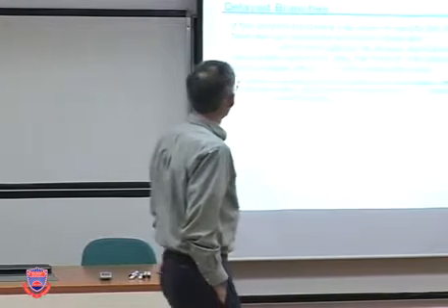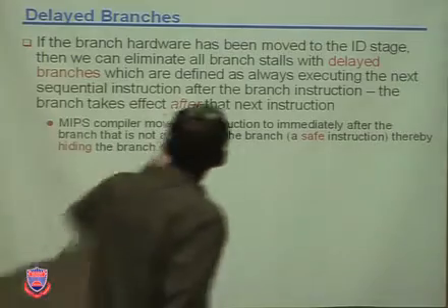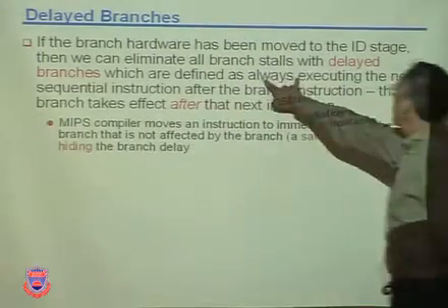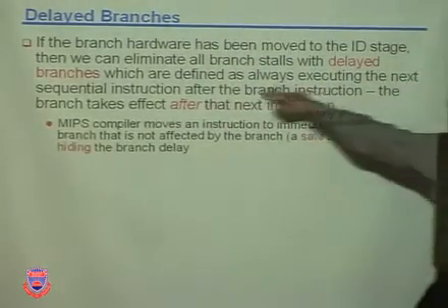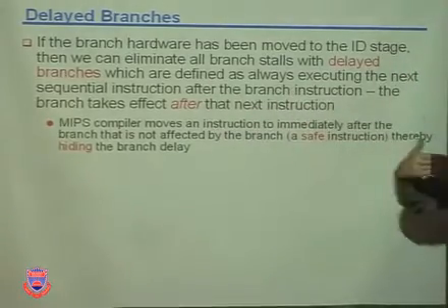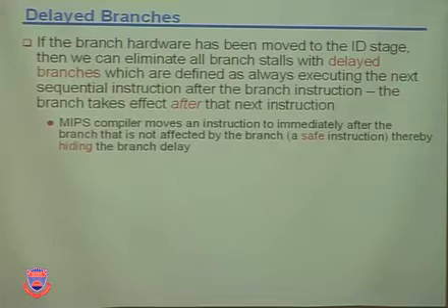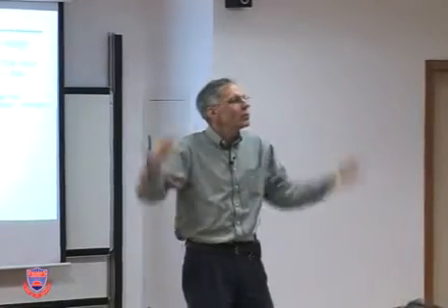That's the idea here. We can eliminate all the stalls with an approach called delayed branch. Wow, never stall. That sounds great. Good, that'd be wonderful. What is delayed branch? Well, the definition of it is given here. We always execute the next sequential instruction after the branch instruction. In other words, the branch will take effect not immediately, but after one more cycle. So we fill that cycle where we don't know what to do with useful work.